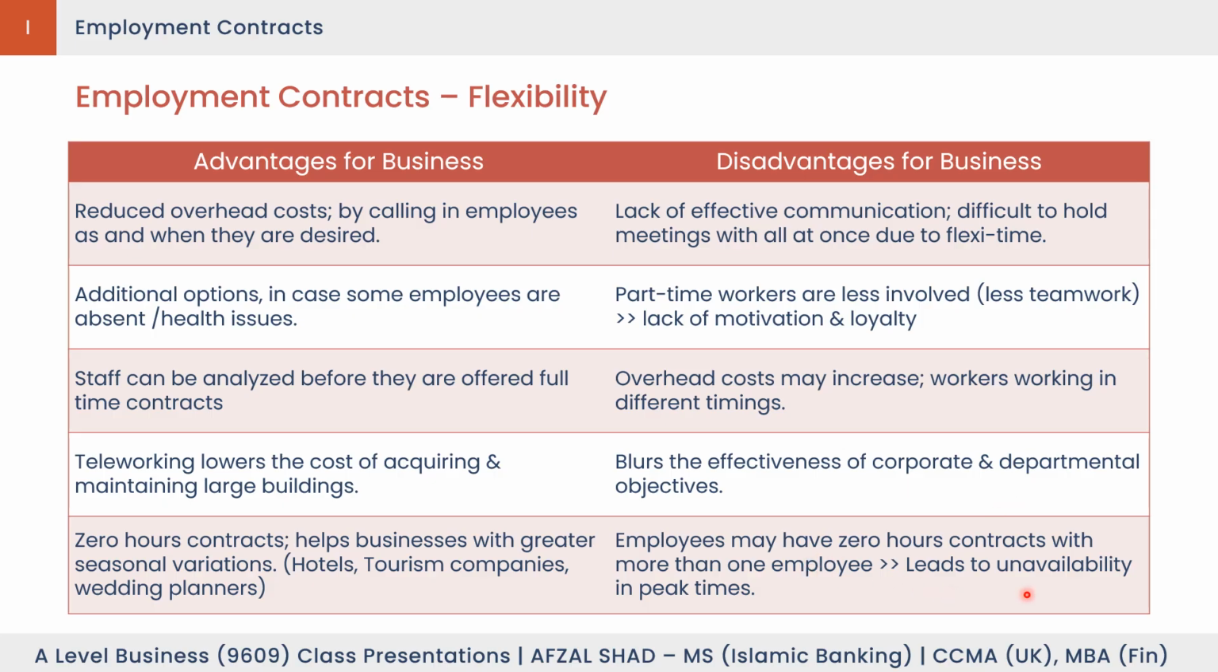Employees may have 0 hour contracts with more than one employer. That's what we have already discussed. It leads to unavailability in the peak times. So if you're offering 0 hours, that means the person will not be able to earn for many months. Do you think a person is going to wait for you for the whole year?